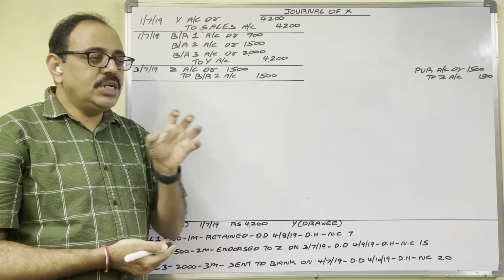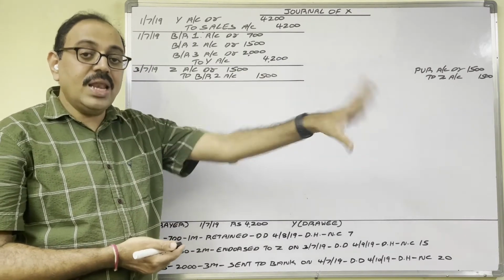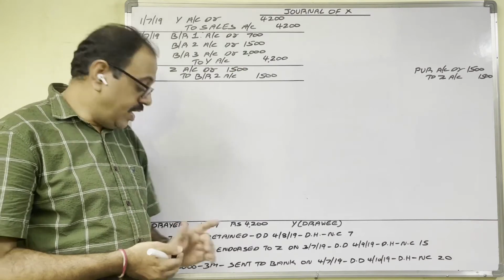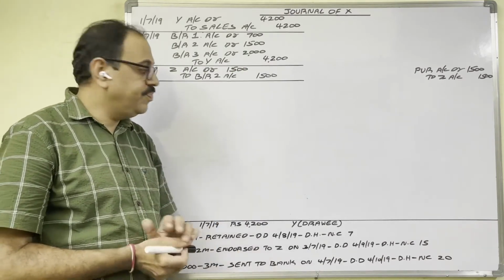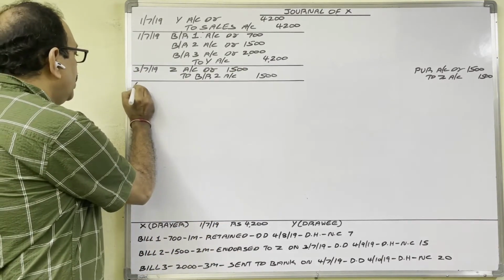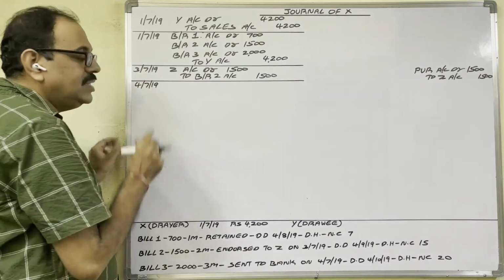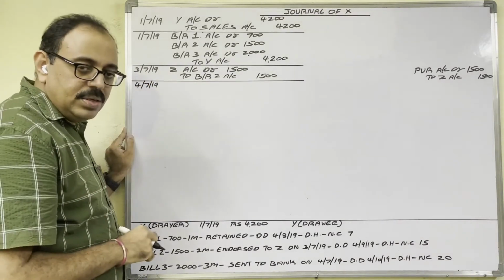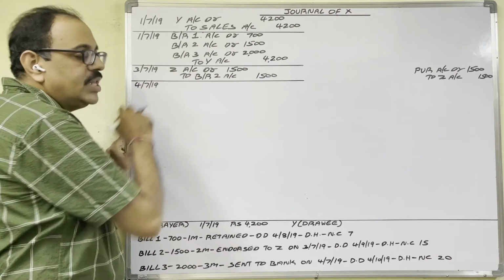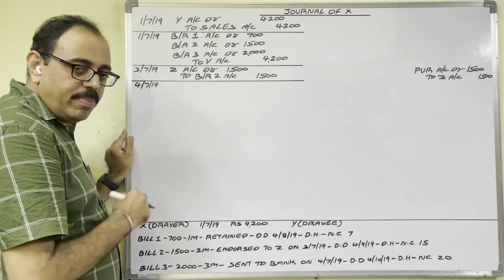So X may send this bill to his banker for collection purpose. For that, in X's books we have to write the entry now. On 4th July 19, X sent a bill to his bank. Now this bill is not with him because he has given that bill to the banker.